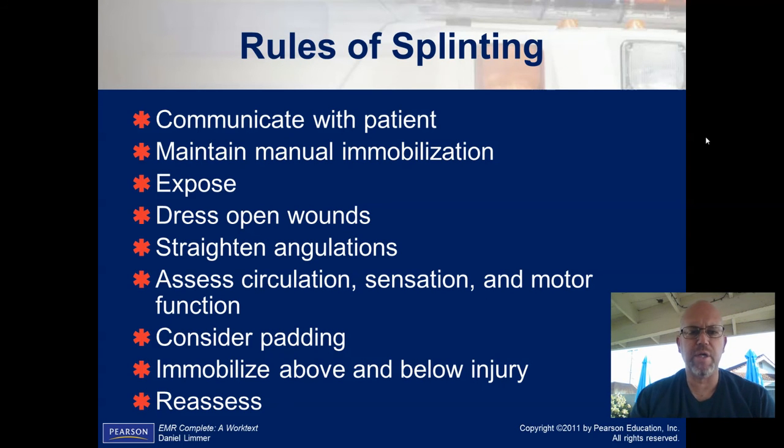Some rules we need to understand: communicate with the patient always. Everything we do is communication with the patient. Maintain manual immobilization, expose, dress open wounds, straighten angulations. Straighten angulations if we can; sometimes it may not be something that's really feasible, but we could. Assess circulation, sensation, and motor. This is the PMS I think we've done before in the extremity.